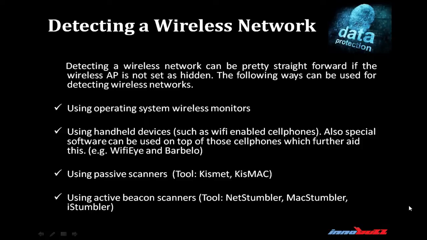Detecting a wireless network can be pretty straightforward if the wireless access point is not set as hidden. The following ways can be used for detecting the wireless network. By using the operating system wireless monitor, you can see wireless networks by name. By using a handheld device such as a Wi-Fi enabled cell phone. Also by using special software. Using passive scanner tools such as Kismet and Kismac, or by using active beacon scanners, for example NetStumbler, MacStumbler and iStumbler. They are used for detecting the wireless in a network.